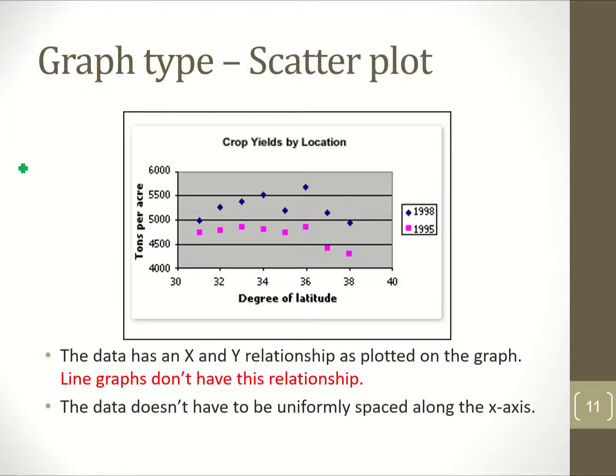The last one that I want to talk about is the scatter plot. This scatter plot is different from line charts in that the x and y relationship is plotted on the graph, and line graphs don't have to have this relationship. The data doesn't have to be uniformly spaced on the x-axis. That's the beauty of it, right? This could be 30, this one could be 37.5, and this could be 37.9. In a line chart, it would be 37, 38, 39, and so on.